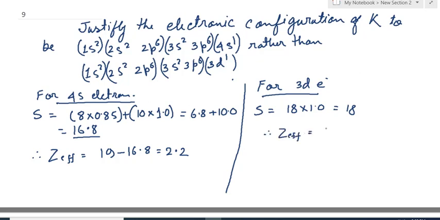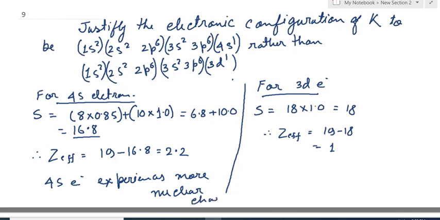This clearly shows that the 4s electron is much more strongly held by the nucleus. That means the 4s electron experiences more nuclear charge, or in the other sense we can say that if the electron is in 4s rather than in 3d, the electron will experience more charge and consequently will be more stable.